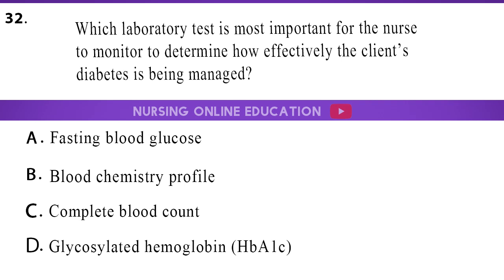32. Which laboratory test is most important for the nurse to monitor to determine how effectively the client's diabetes is being managed? A. Fasting blood glucose. B. Blood chemistry profile. C. Complete blood count. D. Glycosylated hemoglobin, HbA1c. The answer is option D, glycosylated hemoglobin, HbA1c.